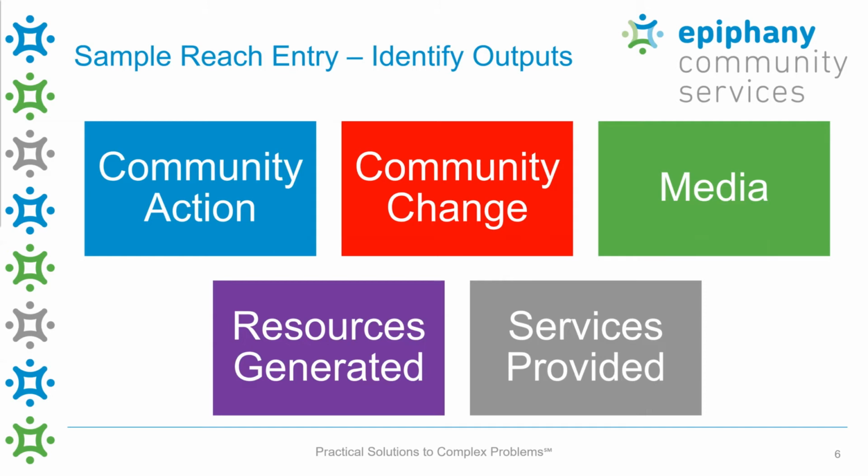At the same time, I can double check and be like, okay, did I have a service provided? Did I have a community change? What did I have here? What did I miss? It's definitely helpful in terms of that check and balance system.